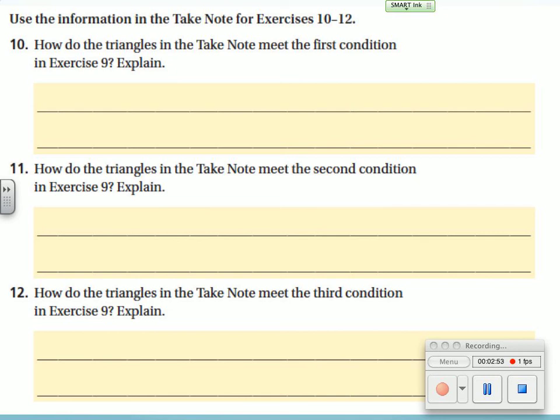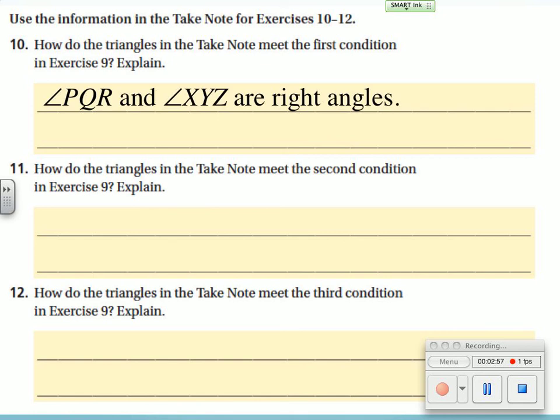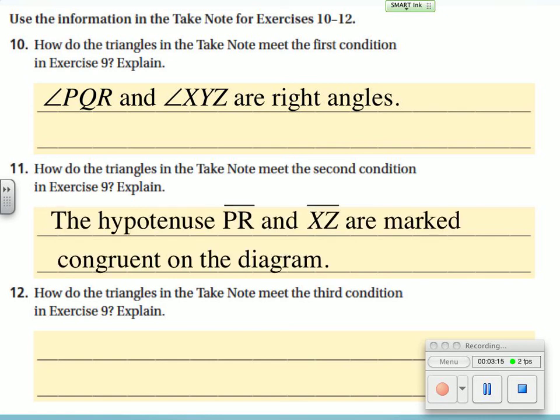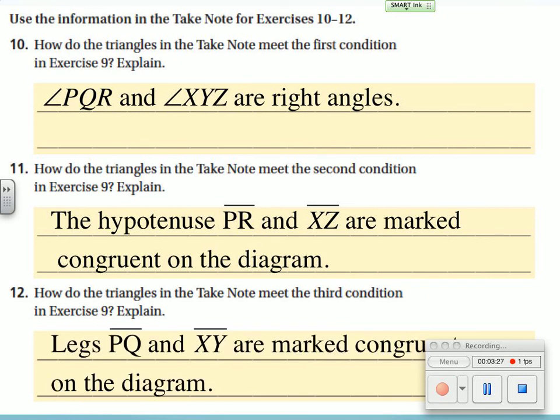All right, so let's continue on, looking at problem 10. Look at the Take Note above. How do the triangles in the Take Note meet the first condition in exercise 9? Basically, all we're saying here is that PQR and XYZ are right triangles. Angle PQR and angle XYZ are right angles, and therefore the triangles are right triangles. How do the triangles meet the second condition, having congruent hypotenuses? Well, the obvious answer is the hypotenuses PR and XZ are marked congruent on the diagram.